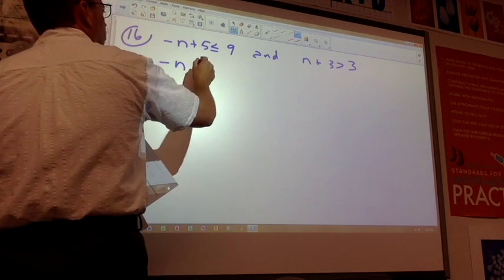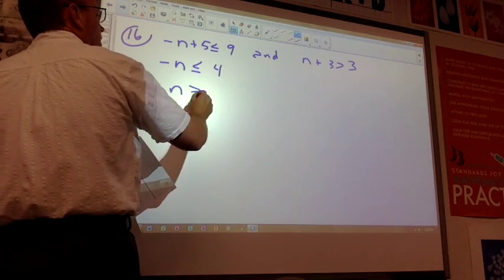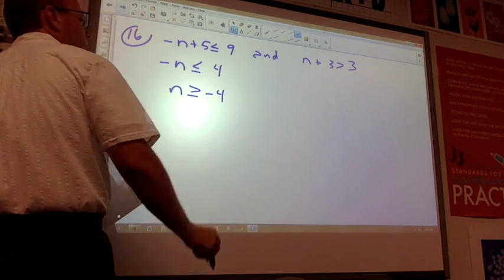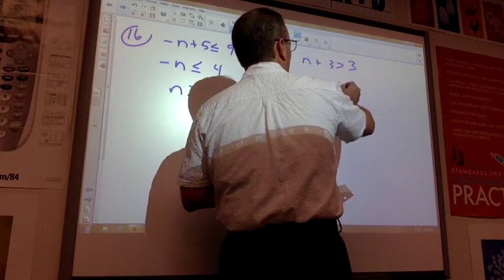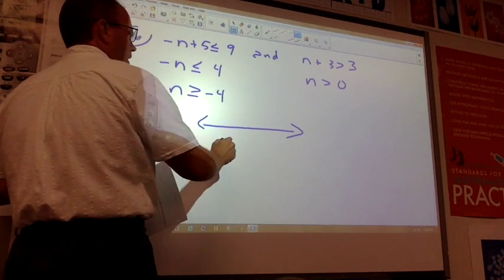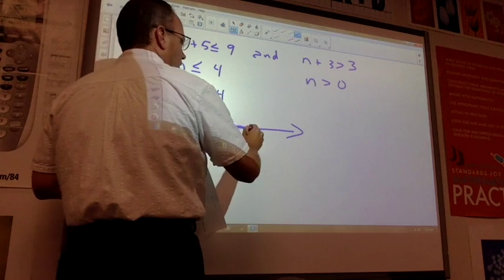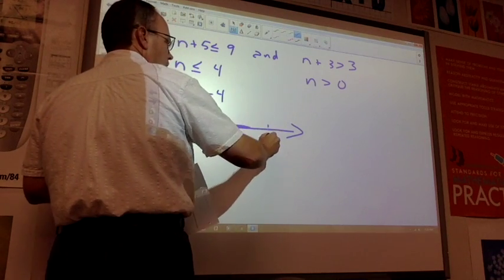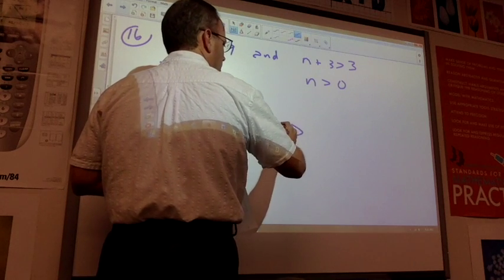But I'm going to just solve this. What is that, 4? And then n is greater than or equal to negative 4. Is that okay? And then n is greater than 0. So let's take a look at what this looks like on a number line. I have negative 4 here, solid dot, shading this way. And then I got 0 here, open dot, also.